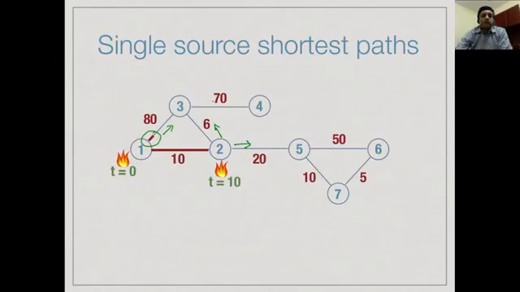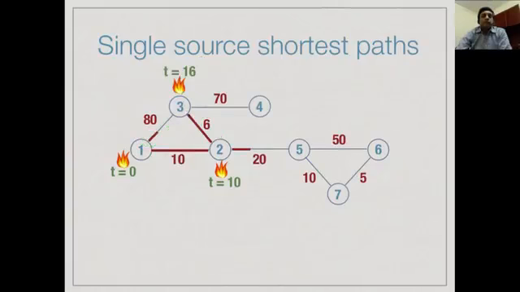Now we can see that after 6 units of time, vertex 3 will burn. Right? So at t equal to 16, vertex 3 has burned. Now the fire from 1 to 3 has traveled 16 by 80 of its distance, and the fire from 2 to 5 has traveled 6 by 20 of the distance. Now, having burnt 3, a new fire will continue in this direction. The old fire from 1 to 3 continues as before, and of course the fire from 2 to 5 continues as before.